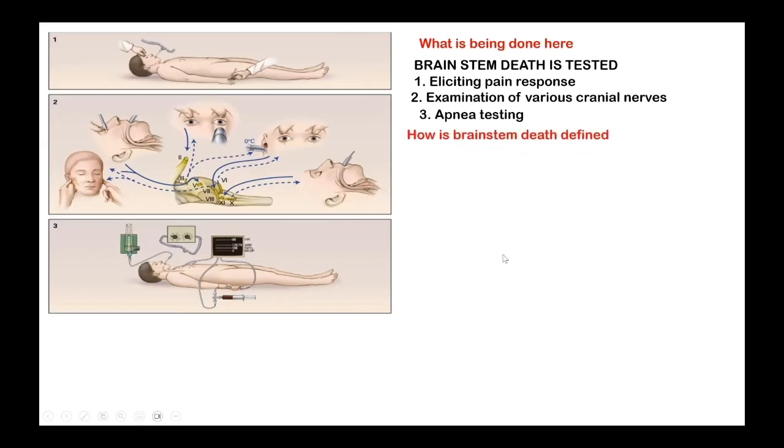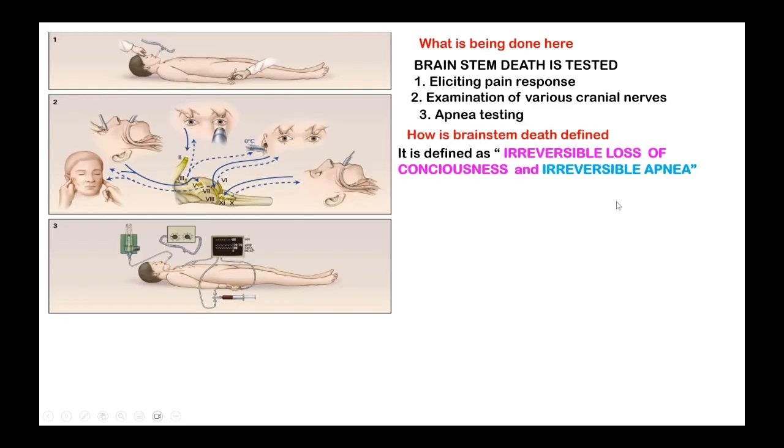How is brain death confirmed or defined? Complete cessation of brainstem reflexes, the irreversible loss of consciousness and irreversible apnea. That is the definition of brain death: irreversible loss of consciousness and irreversible apnea.